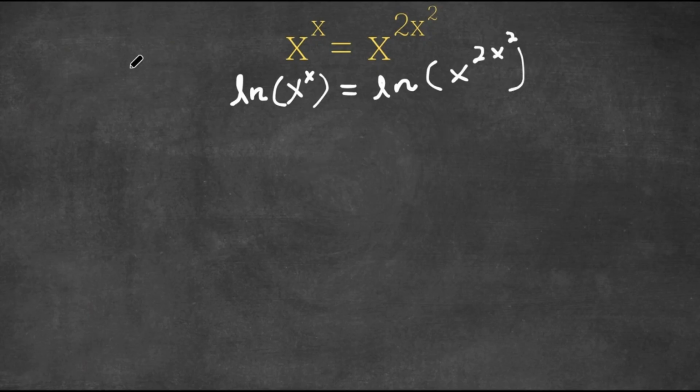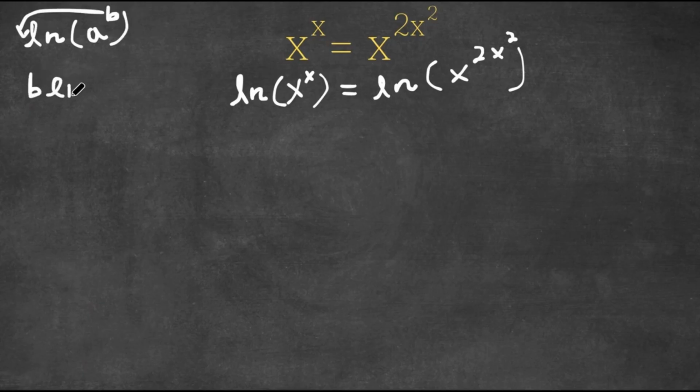Now, an important property of logarithms is that if we have something in the form ln of a to the power of b, we can actually move this exponent to the front. So this would be b times ln a. This is exactly what I'm going to do to both of these. I'm going to move the exponent, which in this case is x and 2x squared, to the front of the logarithm.